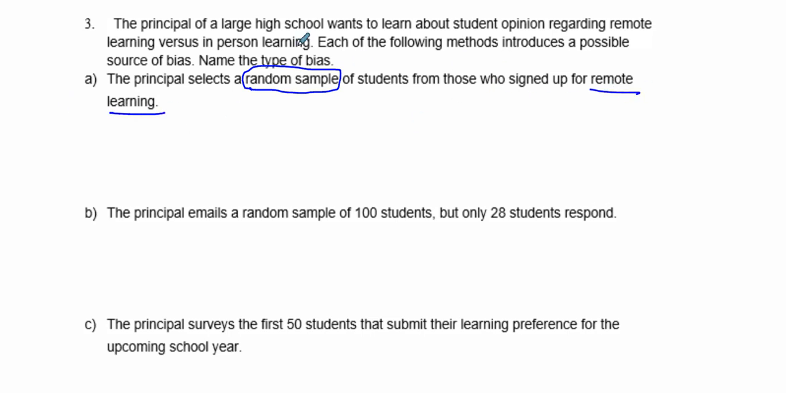Well, the principal of a large high school wants to get student opinion, all right? So if he's looking for student opinion, and the population is all the students in the high school, and right here he just chooses those in remote learning, this is definitely going to have some response bias, okay, and that is going to be undercoverage.